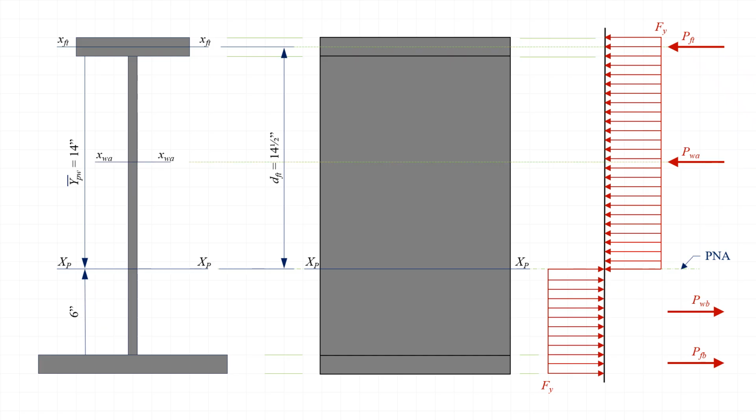Similarly, since the force resultant acting in the web above the plastic neutral axis also represents a uniform stress block, its line of action passes through the centroid of that area, which is located 7 inches above the plastic neutral axis. We also note that the line of action of the force resultant acting in the web below the plastic neutral axis passes through the centroid of that area, which is located 3 inches below the plastic neutral axis. And finally, we note that the line of action of the force resultant acting in the bottom flange passes through the centroid of the bottom flange, which is located 6.5 inches below the plastic neutral axis.